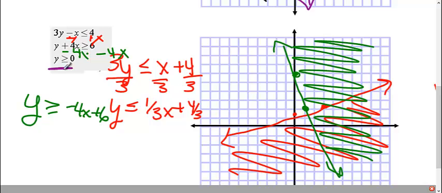And then my last one here, y is greater than 0. So going through the y-axis at 0, I'm using a solid line. It's actually right on your x-axis here. Where my y is greater would be up.